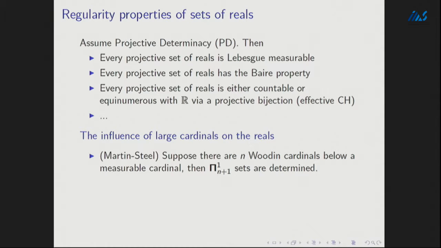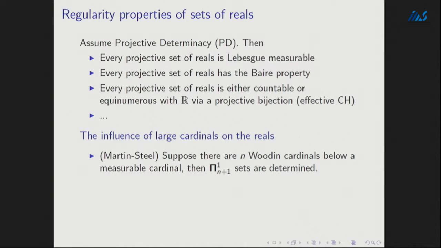And as I just mentioned, there is a strong influence of large cardinals onto the set of reals. So assuming there are n Woodin cardinals below a measurable, we get a certain degree of determinacy of Π¹ₙ₊₁ sets. So this is one of the surprising facts about large cardinals. These large cardinals have nothing to do with the real numbers. It is really higher up, but it still has an influence on the set of real numbers.